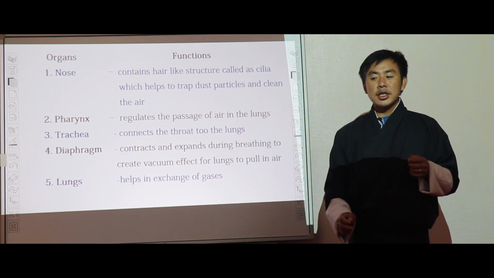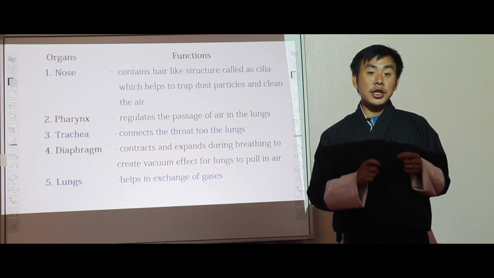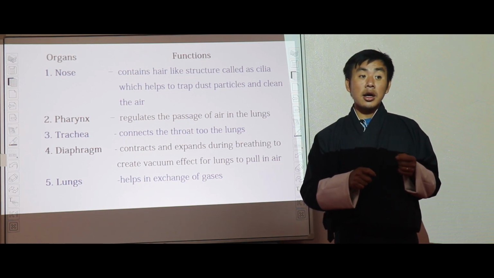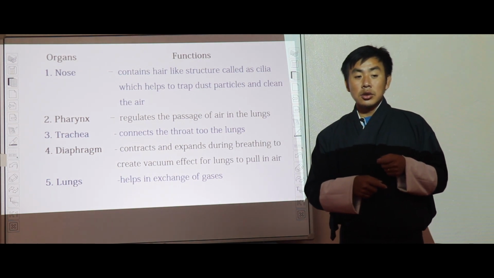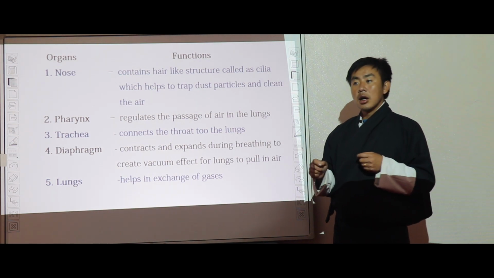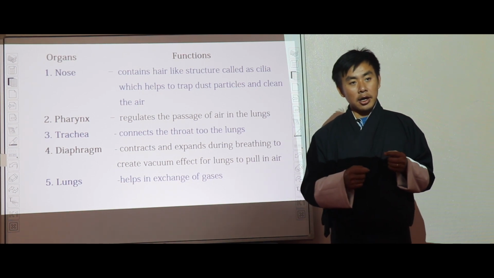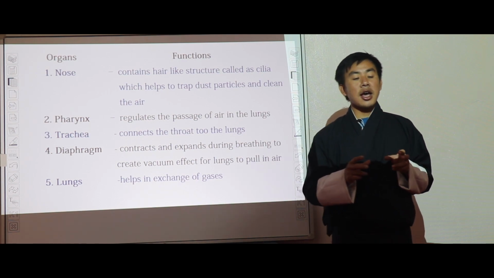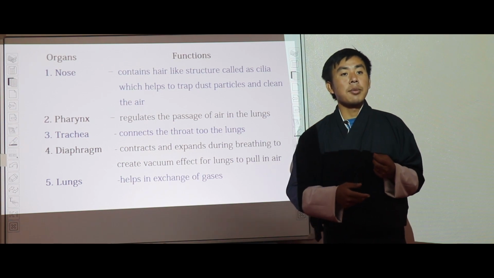Now let's talk about the lungs. The lungs are the main organ for the exchange of gases. It is in the lungs that the exchange of gases occurs. The lungs consist of millions of alveoli. Alveoli means air sacs. This air sac is surrounded by a lot of capillaries.